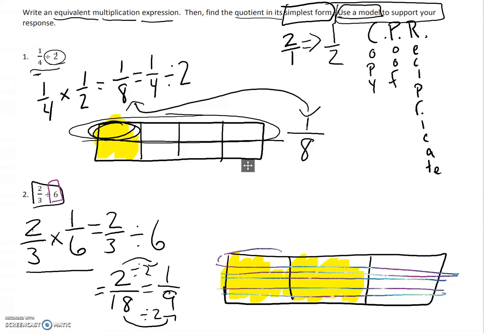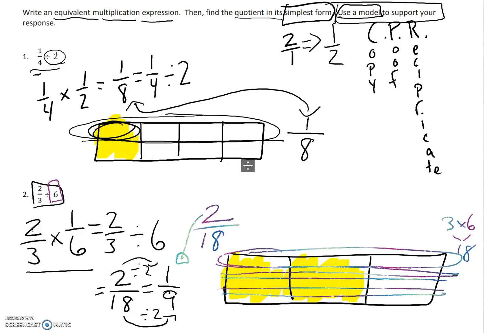So I'm going to take one entire row, and I see there are 2 parts shaded, and there are 1, 2, 3 rows times 1, 2, 3, 4, 5, 6. So as an array, that means there are 18 boxes. 2 18ths, and I just showed that that will reduce to 1/9.